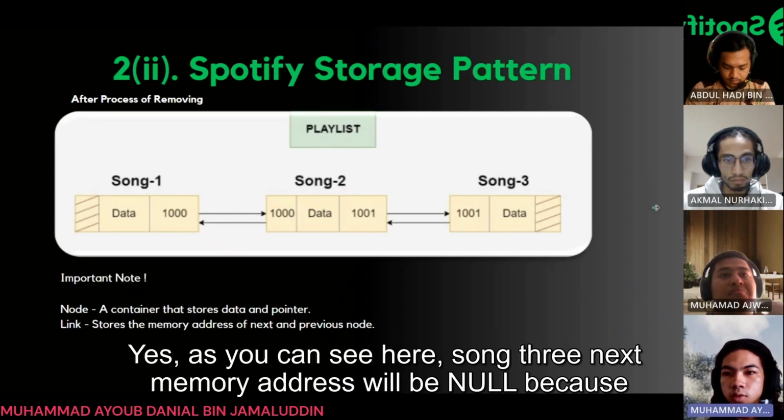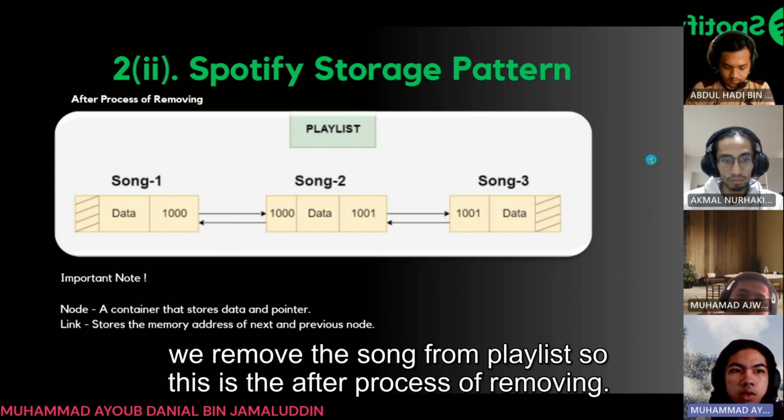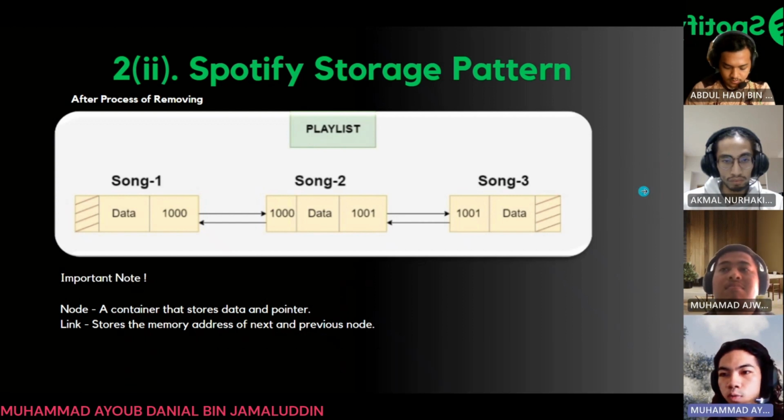Yes, as you can see here, song 3's next memory address will be null because we already removed song 4 from our playlist. So that's how we remove a song from the playlist. So this is the state after the removal process.